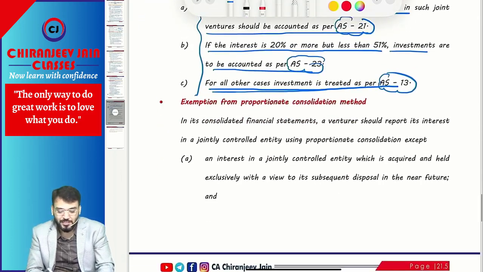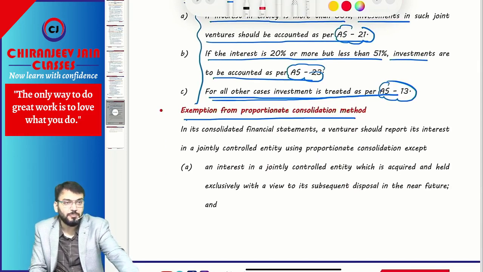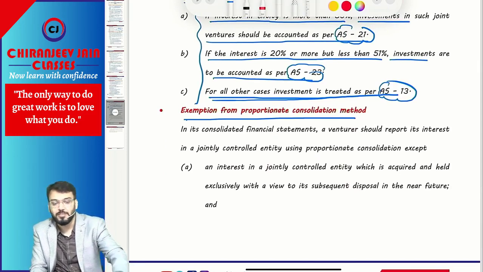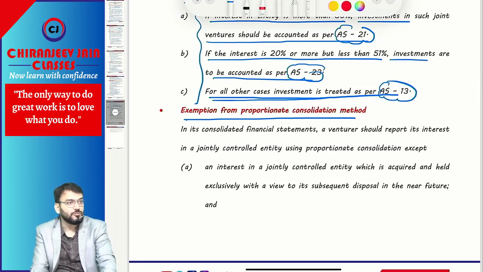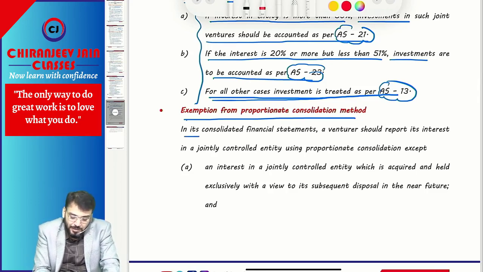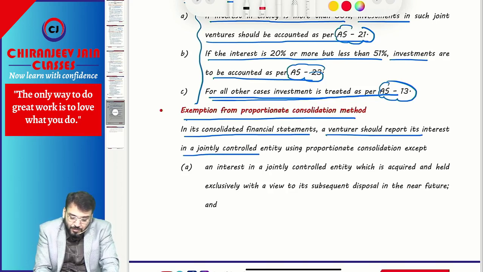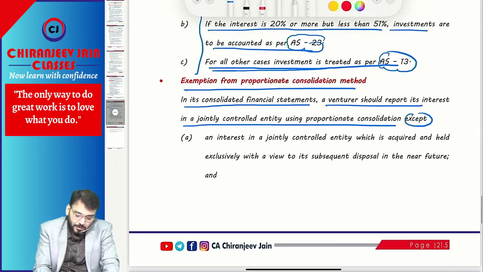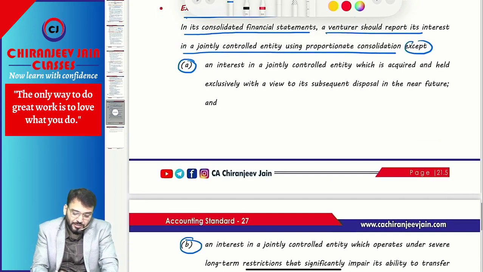Understood? Now, last point: exemption from PCM. When PCM is exempted, it means even though there is joint control, we will not apply the proportionate consolidation method. So there are 2 points. In the consolidated financial statement, a venturer should report its interest in a jointly controlled entity using the proportionate consolidation method except when A and B are satisfied, except in these 2 cases.